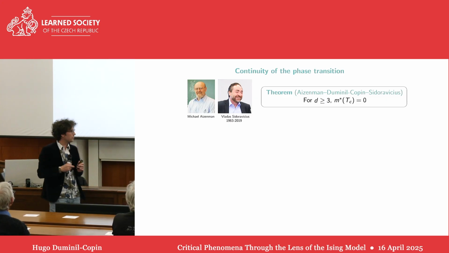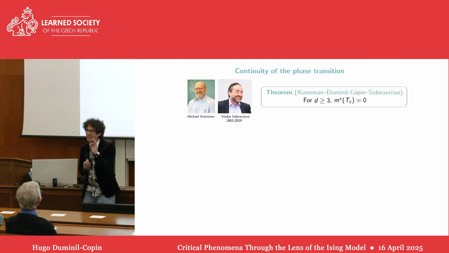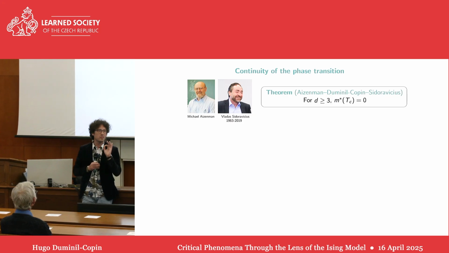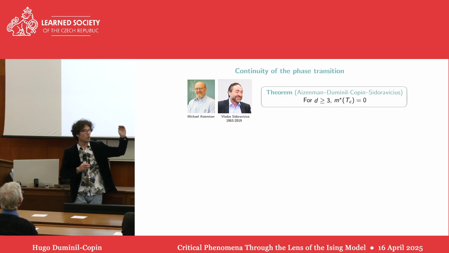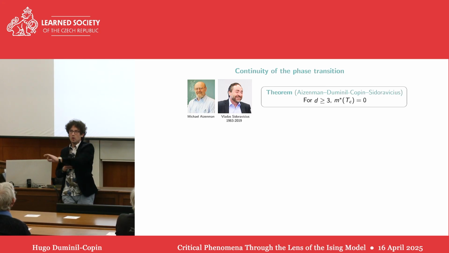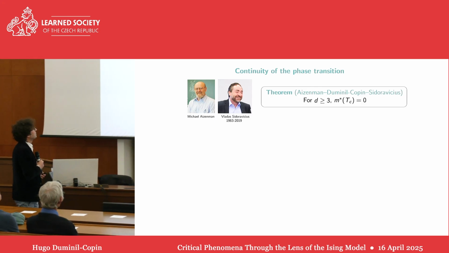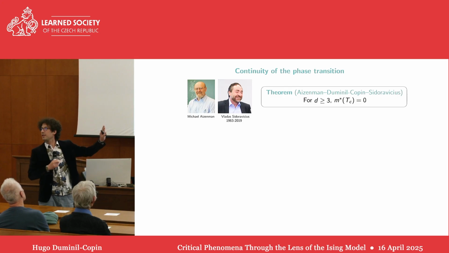We proved that with Michael Aizenman and Vladas Sidoravicius. And in fact, the only thing you need to prove is that exactly at the critical point, the spontaneous magnetization is 0. In some sense, you know that it's going to decay to a certain value. And if this value is strictly positive, then it drops to 0. But if this value is 0, then you have something continuous. So let's try to prove this. It's good, it's what you see in real-life magnets.